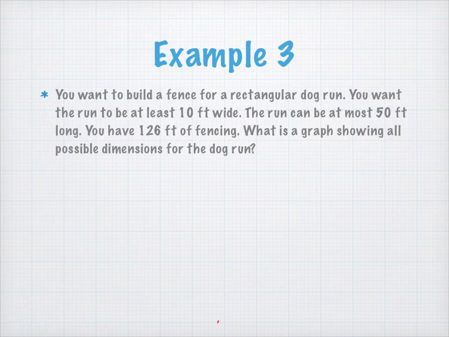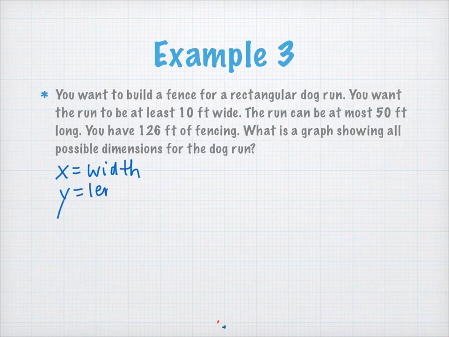Well, the first thing we've got to acknowledge here is what are we using as variables? So let's start with identifying those variables. Let's make x the width of the dog run, and y is going to be the length of the dog run.